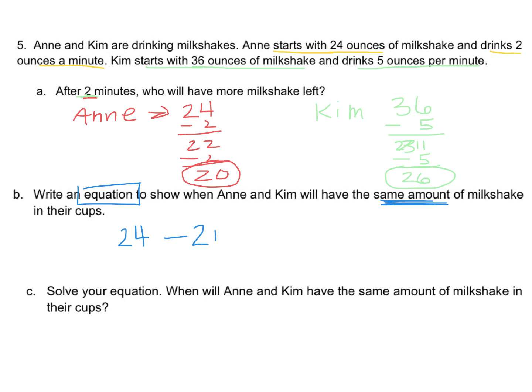That's where we can put our variable. I'm going to use m for minute. You could use x or whatever you want. So this is Anne. She starts with 24 ounces and then drinks 2 ounces every minute. And then Kim starts with 36, and then she's reducing hers by 5 ounces every minute. So this could be an equation that we could use for that. And then we're going to solve the equation to show when they have the same amount.